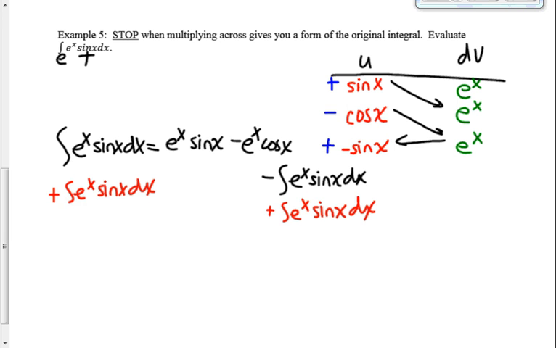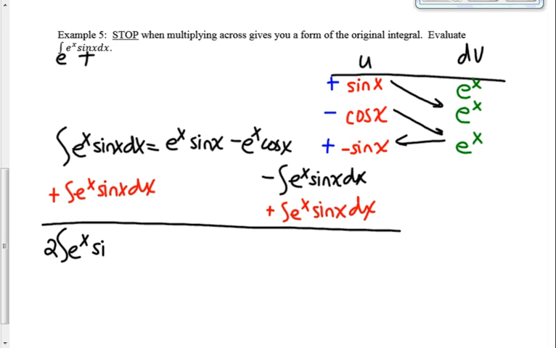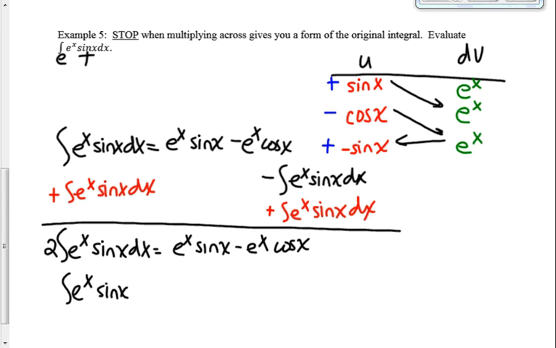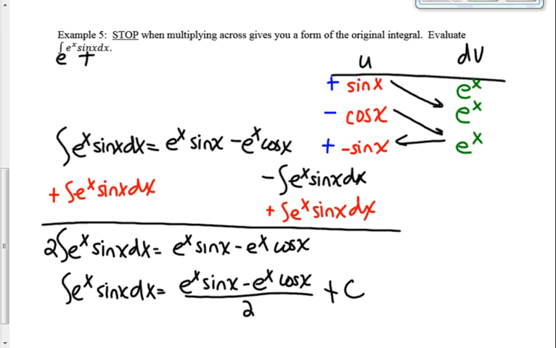And what I end up with is two antiderivatives of e to the x sine of x dx is equal to e to the x sine of x minus e to the x cosine of x, and I divide both sides by 2. So the antiderivative of e to the x sine of x dx is equal to e to the x sine x minus e to the x cosine of x, all divided by 2. And don't forget that this is an antiderivative, and add your plus c.